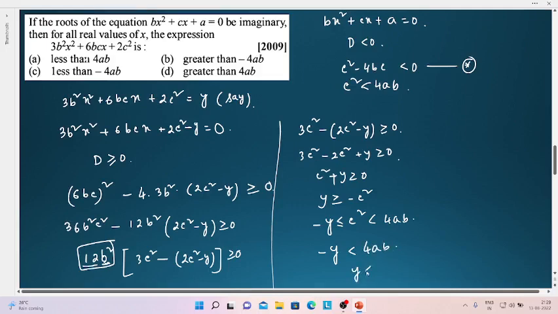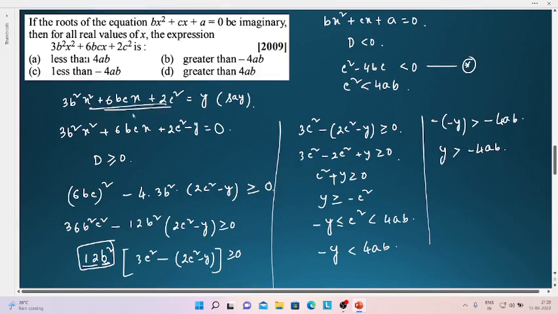So what will be the value of y? If I multiply by the negative symbol again, it will be negative times negative y, and the inequality will change, so it will be greater than negative 4ab, right? So y is greater than negative 4ab. What we already let, y equals 3b square x square plus 6bcx plus 2c square, is greater than minus 4ab. So what option is the correct option?